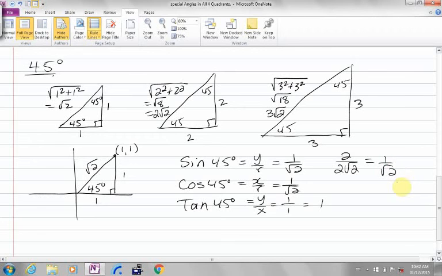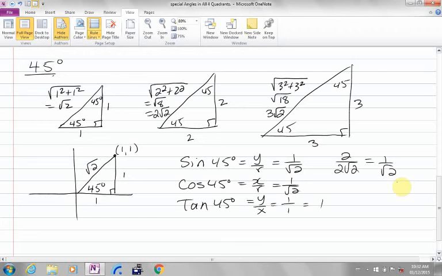So do you see how this is? Right? The ratio of this side to this side will always reduce down to 1 over root 2. So we know, if we know the angle, we know the ratios. And we don't need to know the length of any side to come up with those ratios.